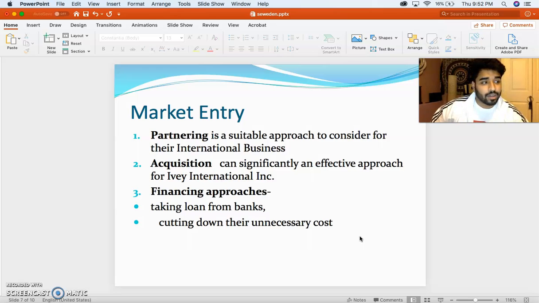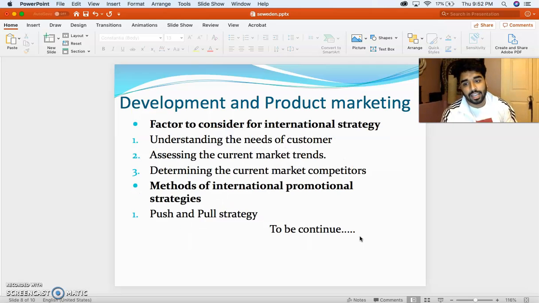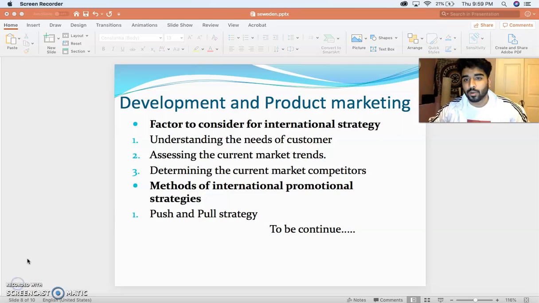They may cut down their cost by doing partnership, this will surely affect their cost, as the profit and loss will be equal. So the less cost will be invested by one company. Coming up to the next slide, which is development and product marketing.